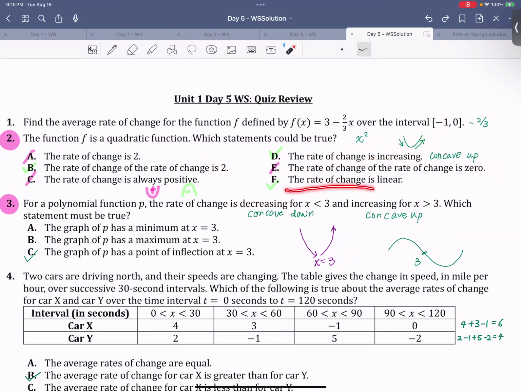And the last one, the rate of change is linear. The rate of change is linear because the derivative of x squared equals 2x. 2x is linear. The derivative of x squared is 2x. That's why the rate of change is linear.